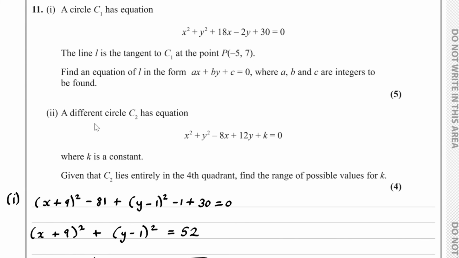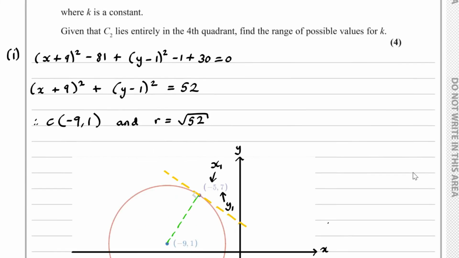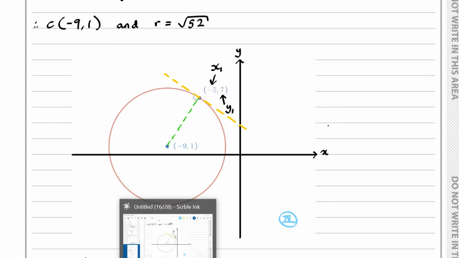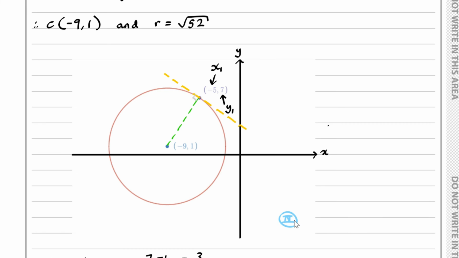For the next part of the question, a different circle C2 has equation x squared plus y squared minus 8x plus 12y plus k equals 0, where k is a constant, and given that C2 lies entirely in the fourth quadrant, we have to find the range of possible values for k. Well, if you look at this diagram, the fourth quadrant is here. So here is where we have the fourth quadrant. Okay?